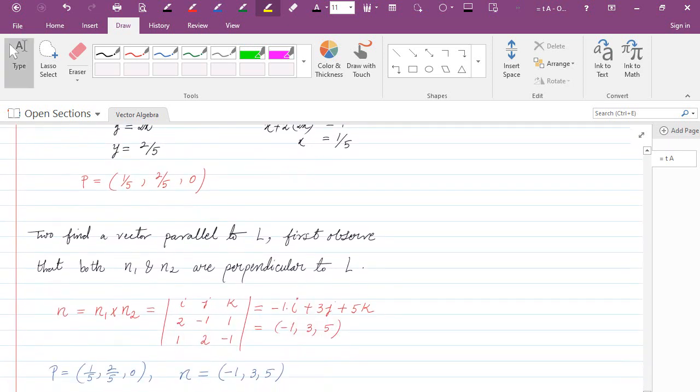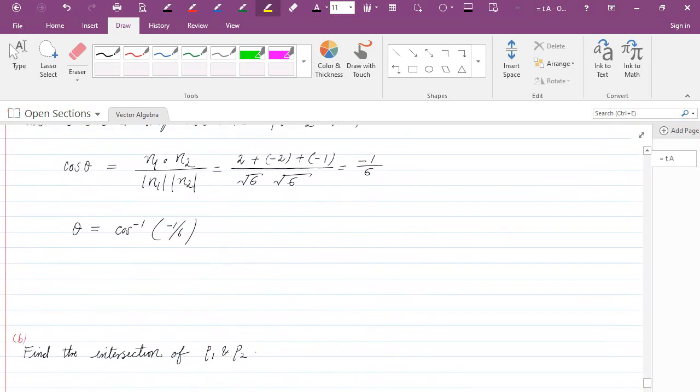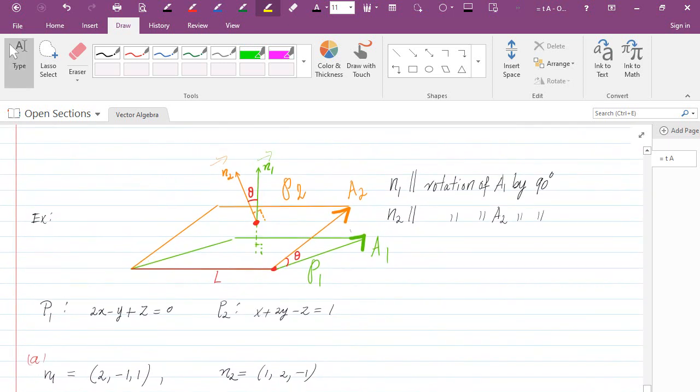Now, to find a vector parallel to L, so how do we find a vector that's parallel to L? Well, to do that, imagine that I bring these two vectors to this point. So the line L belongs to both planes. So N1 and N2, both of them are perpendicular to L. So if I take the cross product of N1 and N2, that's going to be parallel to L. Again, N1 and N2, both of them are perpendicular to L. Therefore, the cross product of N1 and N2 would be parallel to L.